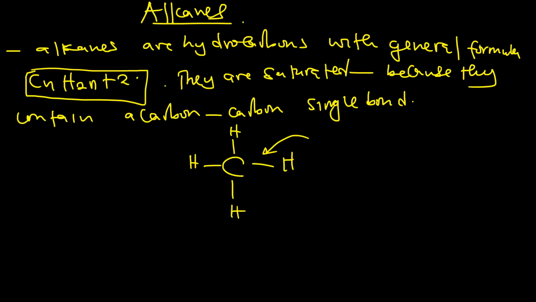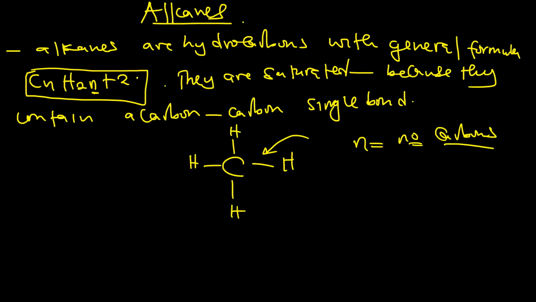So alkanes are hydrocarbons with the general formula you are seeing there, CnH2n+2. They are saturated hydrocarbons because they contain carbon to carbon single bonds. And of course, a carbon forms 4 bonds, so in alkanes all the 4 bonds are occupied. And n in the general formula is simply the number of carbons.